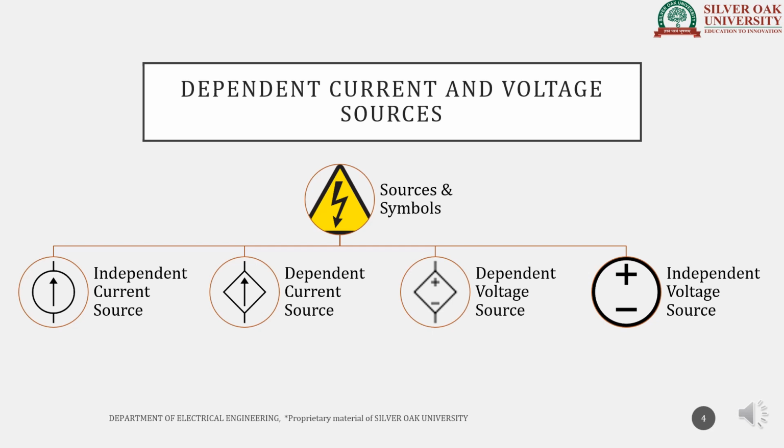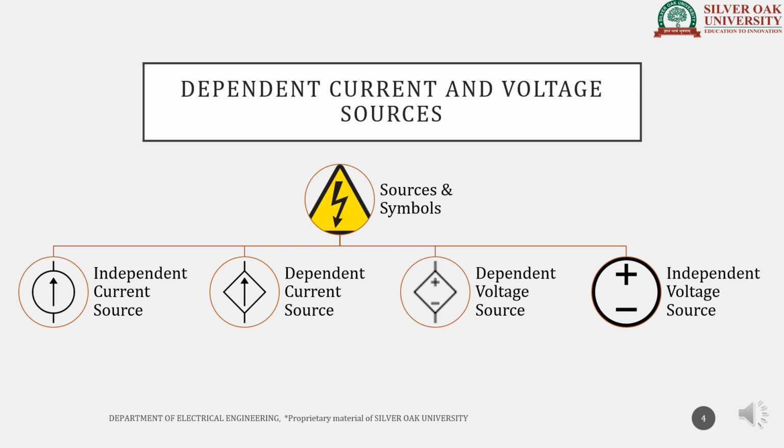Moving on, we have dependent current sources. Unlike independent sources, dependent current sources are controlled by the behavior of other components in the circuit. They can be expressed as a function of voltage or current in another part of the circuit. The symbol for a dependent current source is similar to that of an independent current source, but with an arrow labeled with a controlling variable or equation. Dependent current sources play a crucial role in circuit analysis, allowing us to model and simulate complex circuit behaviors accurately.